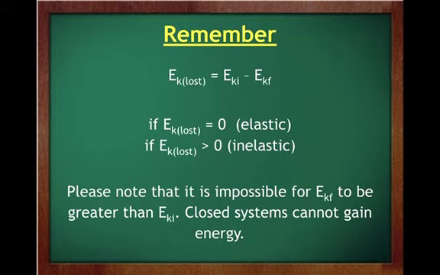Okay, so to figure out how much kinetic energy was lost, you just take what you had initially and subtract what you had at the end. If that value is equal to 0, right, then you have an elastic collision. If it's more than 0, it will be inelastic. You're not going to have it be negative because we're dealing with closed systems here, and they are not going to gain any energy. They can lose it to the surrounding environment, but they can't gain anything because they're in a closed system.